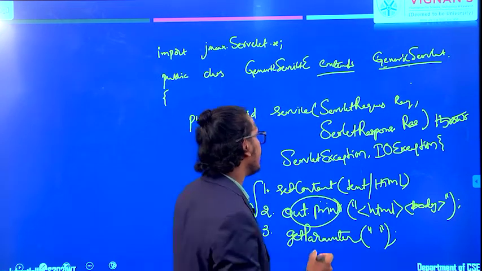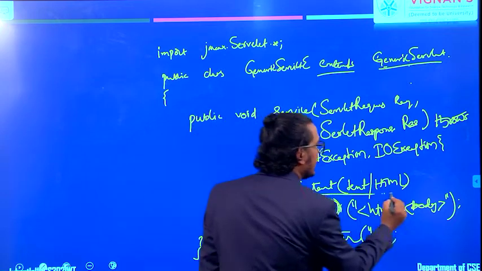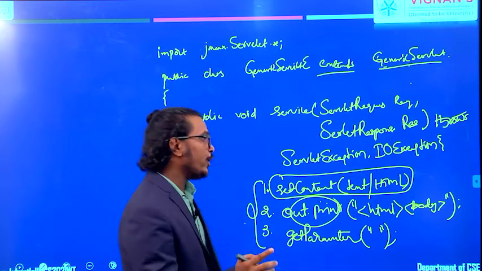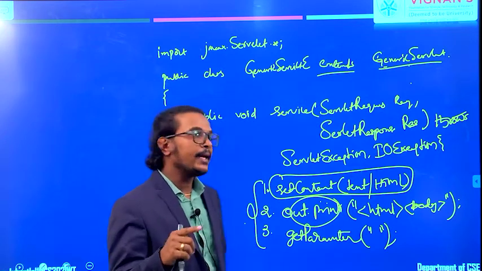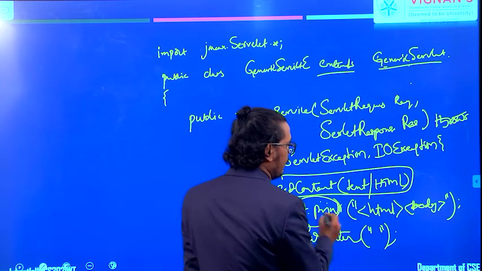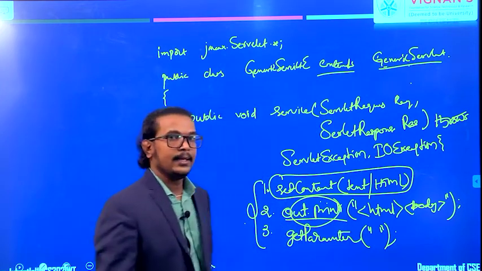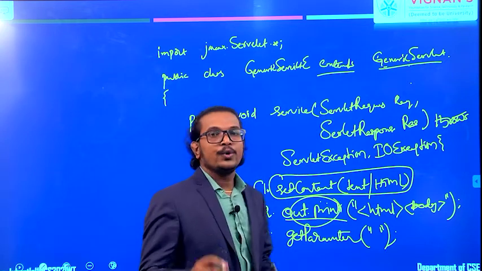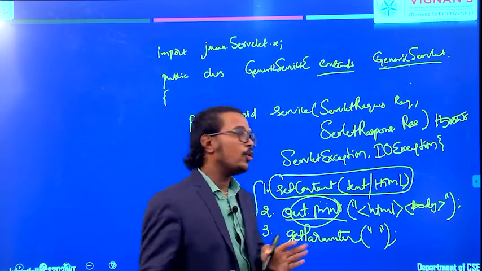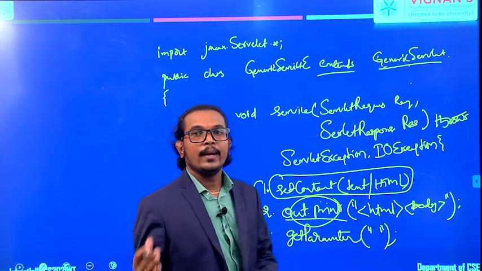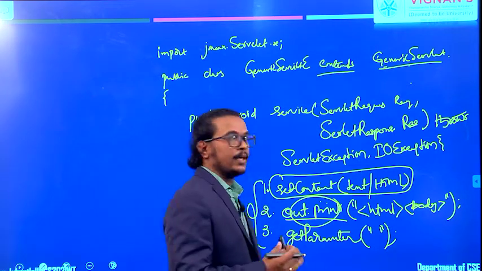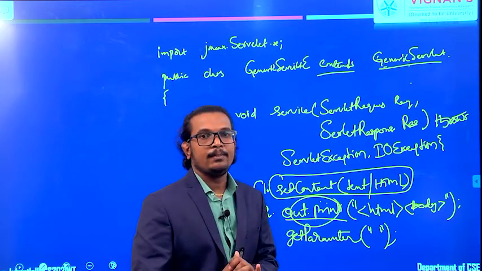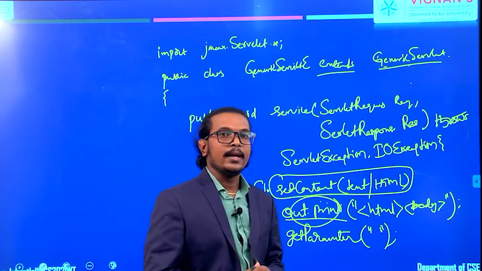For that, you have to set the content type equal to HTML content type, and you have to pass the HTML tag information in out.println. You embed that particular HTML code in your Java. Clear? Then you will get the response in the form of the HTML page.